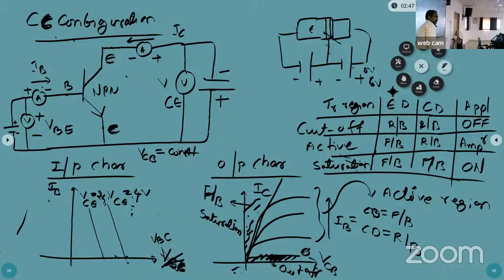If VPE increases, conduction will be less. The VPE less, the conduction more. That's why you are getting more current here at this point.